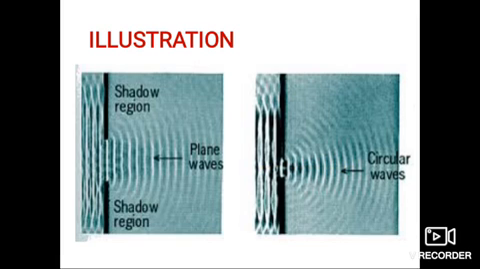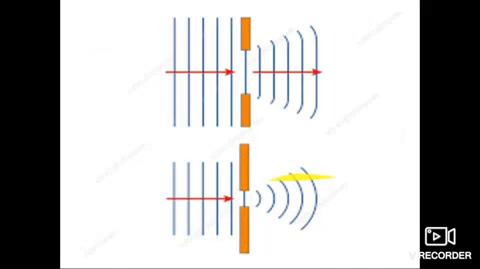When the gap is very big like this, the waves which emerge here will be almost straight. They will be almost straight waves or plane waves. When the gap is very small, the waves which emerge here will be circular in nature. They will be called circular waves, like in this case. This is an accurate diagram. A large hole or a large gap, the waves will be almost straight. A small gap, the waves will be spreading circular in nature around the obstacle.